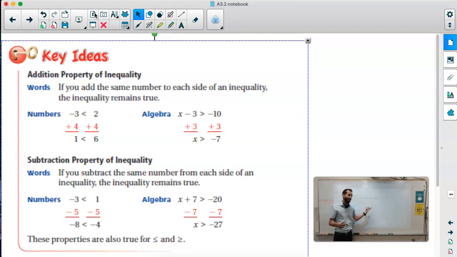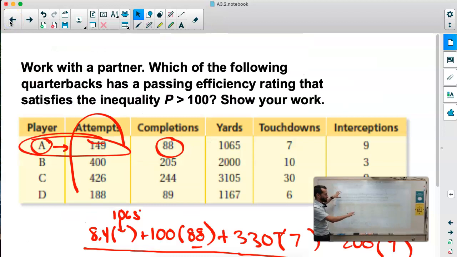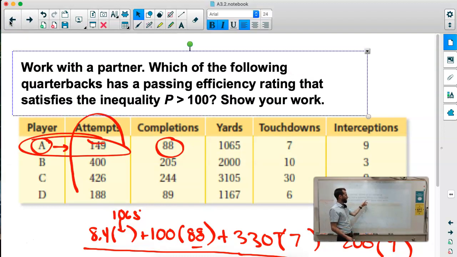That's the same for algebra. If you have x minus 3 and you add 3 to both sides, then x should still be greater than the other side. Okay, so what we're going to do is add or subtract on each side of an inequality. Again, the situation they're giving you here is simply getting you to work with formulas, work with numbers to solve and get an answer.